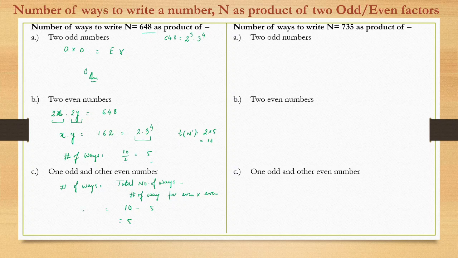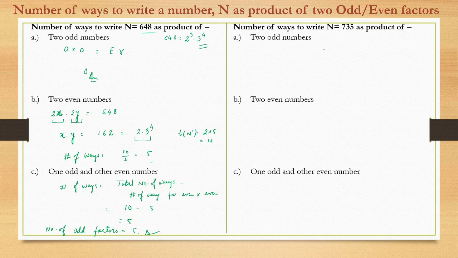But there is a generic way. I mean, we need not do it this way. We can write this as the number of odd factors. Whatever the number of odd factors, that many ways we can write the number n as a product of odd and even numbers. Simple. So what is the number of odd factors here? The number of odd factors is 4 plus 1, 5. So 5 is the answer.